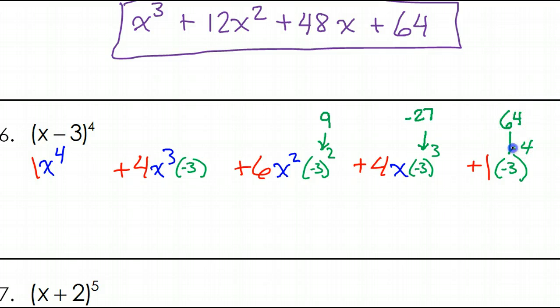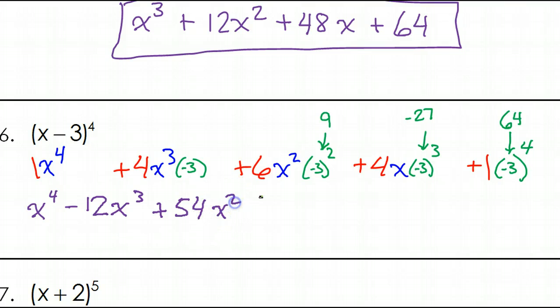So now we're ready to finish up the problem. Our first term is just x to the fourth power. You don't need to write the 1 anymore. Now here, I've got positive 4 times negative 3. Well, that's negative 12. And of course, it's x to the third power. Here, I've got 6 times 9, positive 9. 6 times 9 is 54. So that'll be 54, and then there's my x squared. Over here, I've got 4 times negative 27. I don't remember what that is off the top of my head.